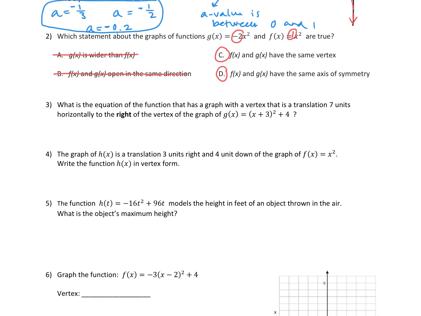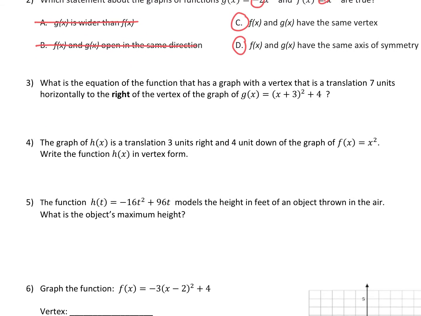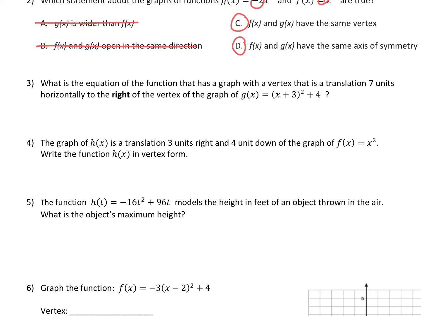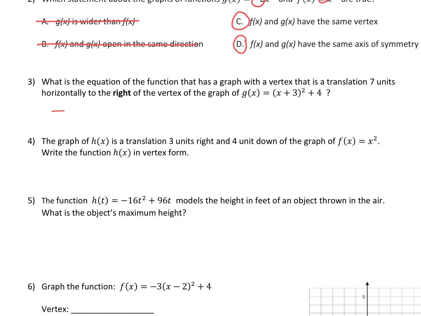All right, number 3. What is the equation of a function that has a graph with a vertex that is translated 7 units horizontally to the right of the vertex of the graph g of x equals (x plus 3) squared plus 4? So I'm going to make some notes. We want to go to the right 7. Okay, so we want to be 7 units to the right of this. So we have to write an equation of a function. We're going to write a new function that is 7 units to the right of this.